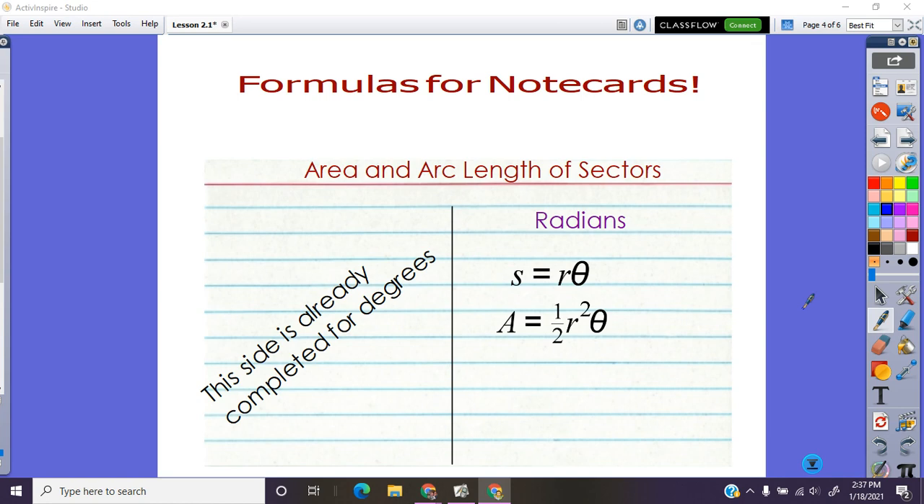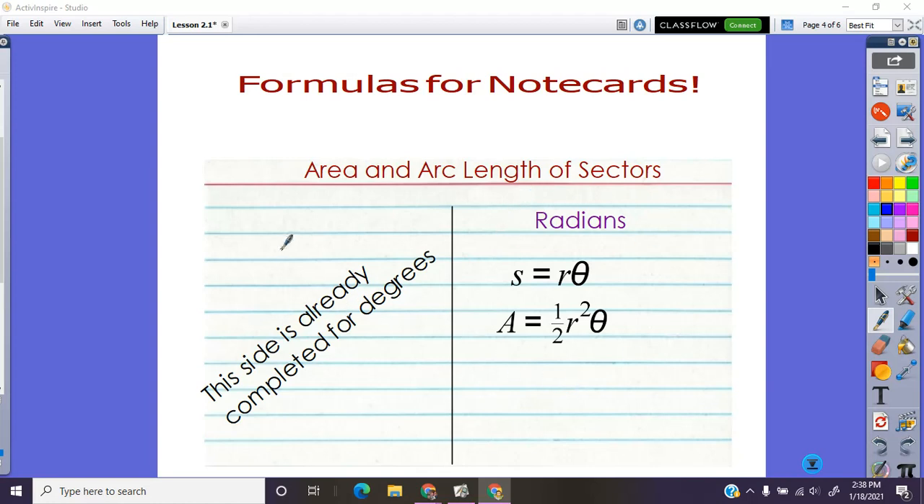In this video, we're going to talk about how to find the area and arc length of sectors or arcs using radian measure. We're also going to review how to find those when our angle is in degrees. So the first thing we need to know is what our formula is for the area and arc length of sectors when we're in radians. So here's our note card that we're going to complete.